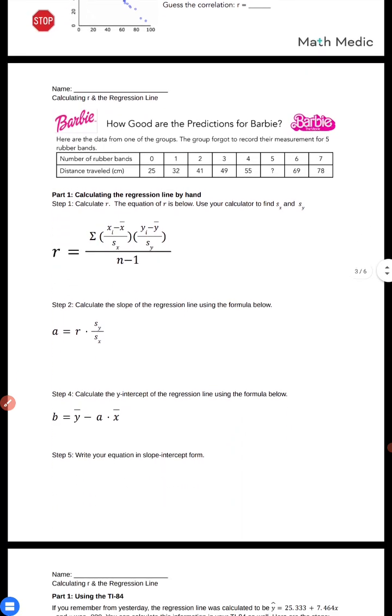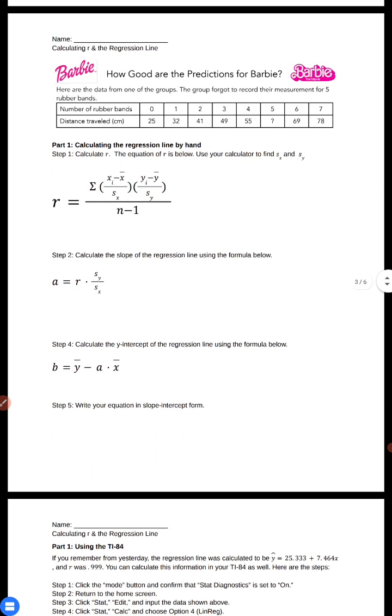Okay, so here's the thing with calculating correlation. There is a formula, and if you are feeling frisky and you just want to do it by hand, by all means, go for it. I've given you the formula here, and just to kind of explain what's happening, the first thing you do is you calculate the mean from your number of rubber bands, and you calculate the mean from your distance traveled, and that gets plugged in here and here in your formula.